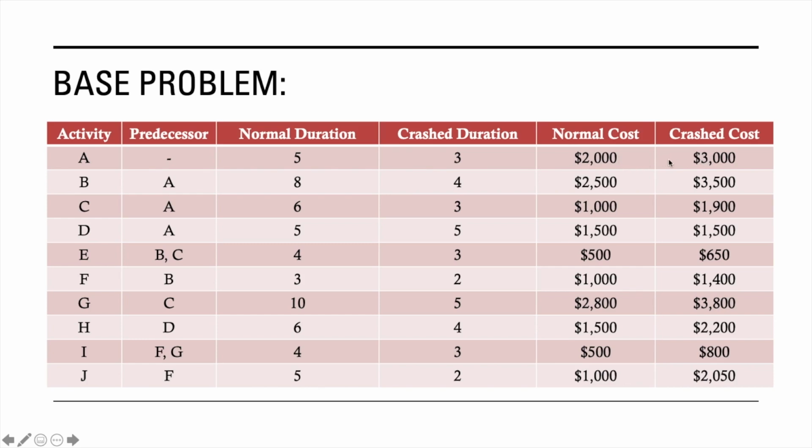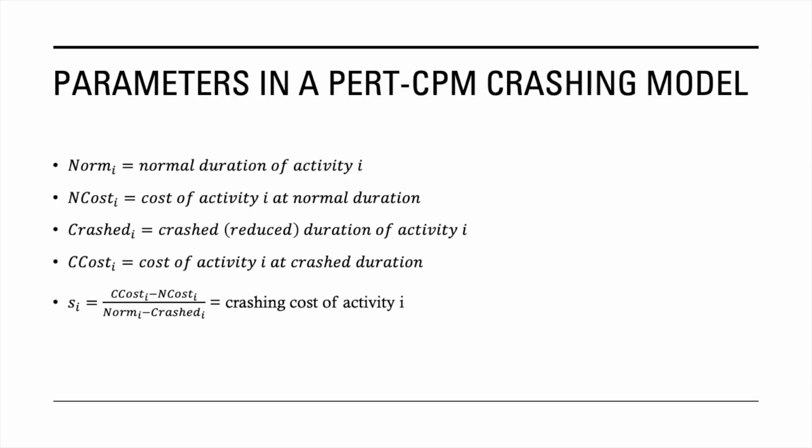And if you look at the difference in their costs, the difference is $1,000. So what does that mean? That means if we divide 1,000 by 2 days, we get a slope, or S sub A, equal to 500. And what is that 500? 500 is the cost of crashing activity A per day. So we will be able to compute all of the S sub i's for all activities.